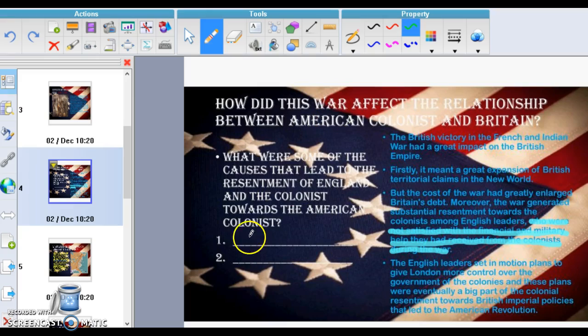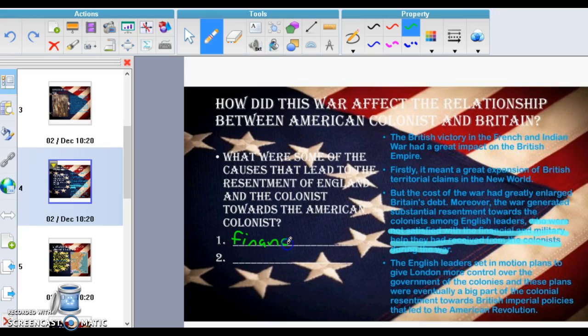Let's choose green. So we see here in our highlighted version, class, that they were not satisfied with financial and military help. So on this line here, let's have a student come to the board and write on the board one reason: financial. Very good.